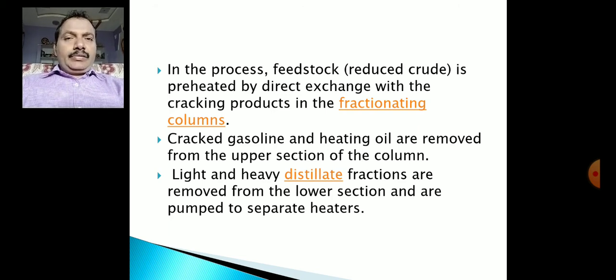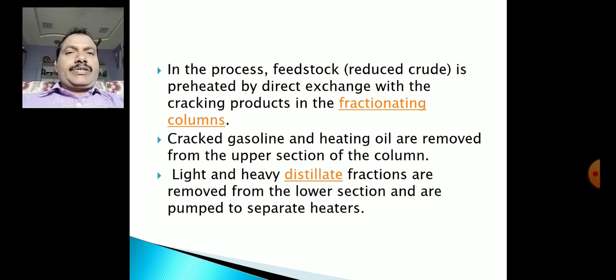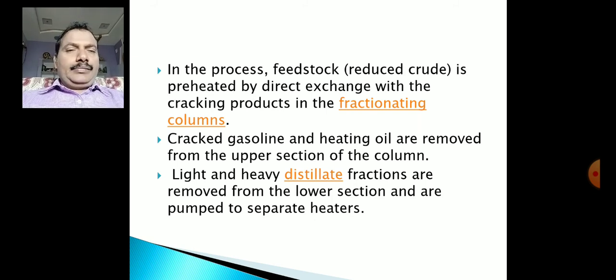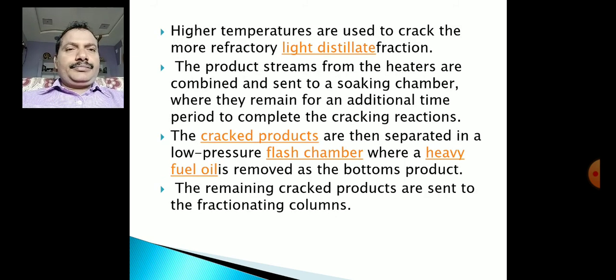So this is the thermal cracking process. High temperatures are used to crack the more refractory light distillate fractions. That is, the high temperatures are maintained to crack the more refractory light distillate fractions.